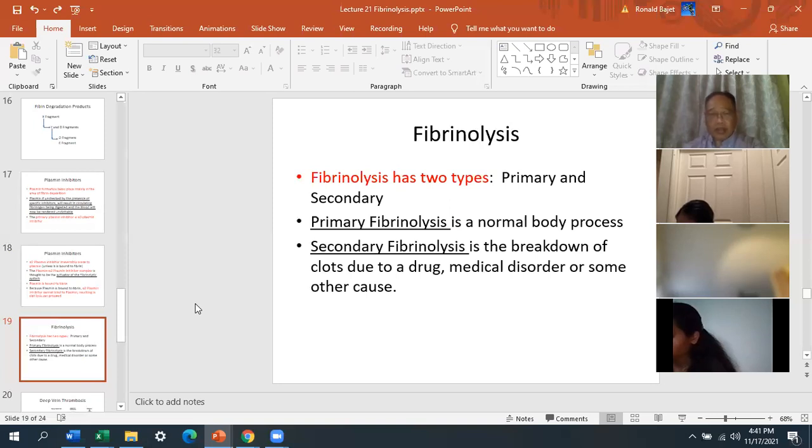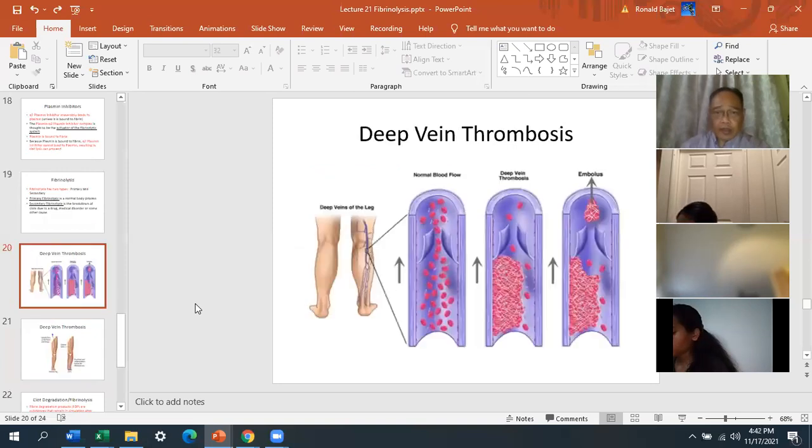dissolving clots. But fibrinolysis is your normal body process, a response to excess clots forming in your body due to an injury, for example, and your body is responding to the clots formed, the fibrin formed when you do have an injury. That's primary fibrinolysis. So secondary fibrinolysis is due to a drug or medical disorder or some other cause.